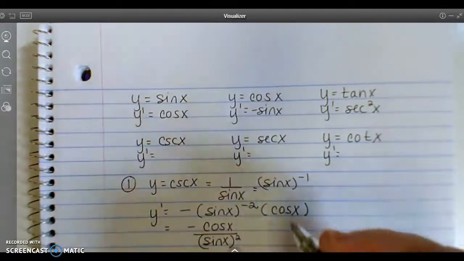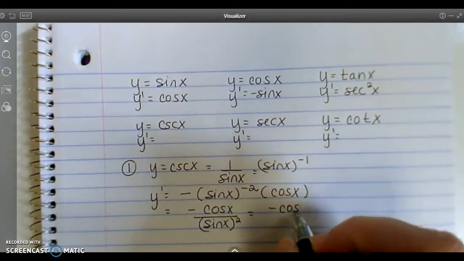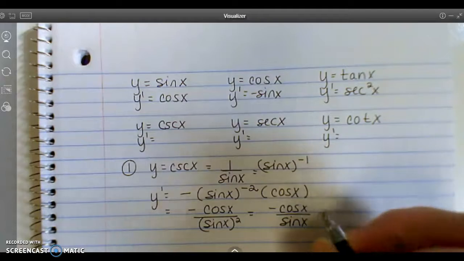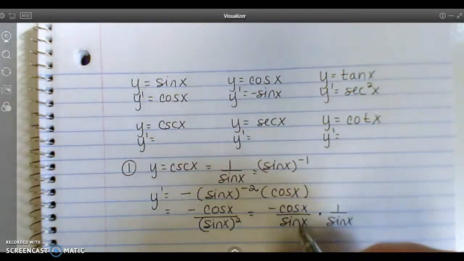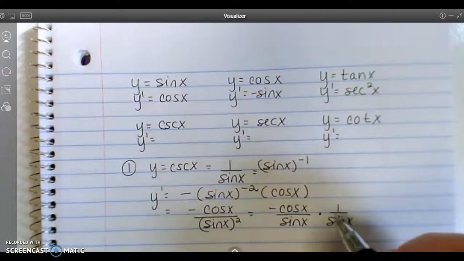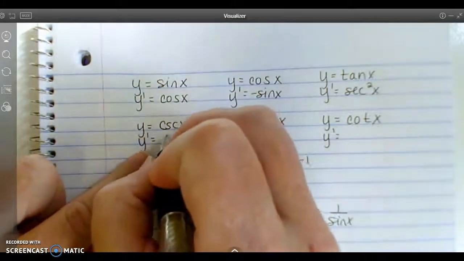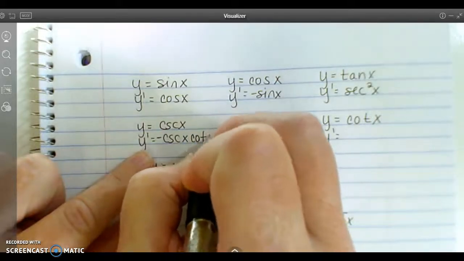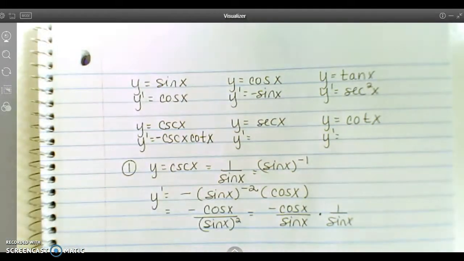Now this works for the derivative. I will tell you that things are written a different way. And so let me show you how it's written. It's written as cosine of x over sine x, and then there's another sine x on the bottom. This is cotangent. And this is cosecant. So the derivative of cosecant is negative cosecant x cotangent x, and it's because you can simplify it that far.